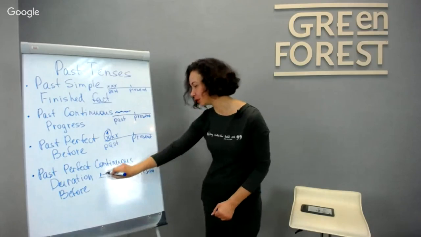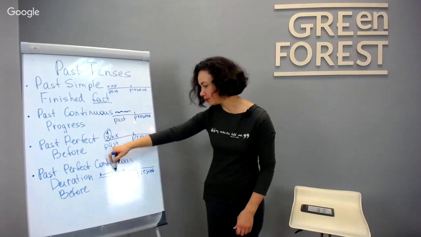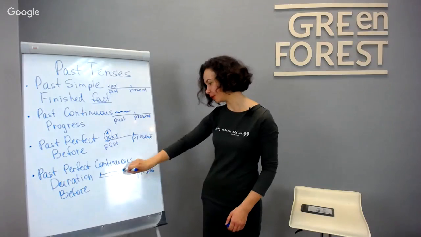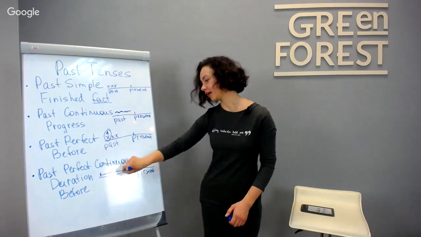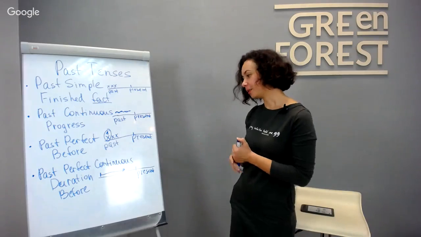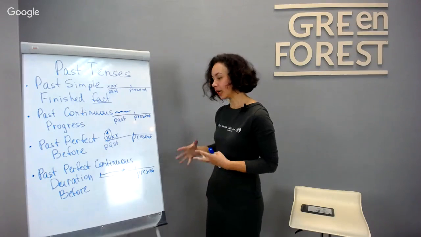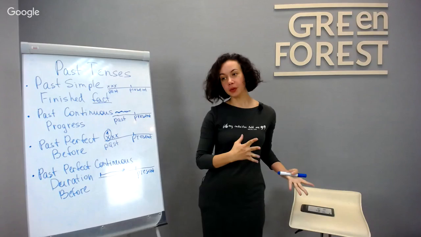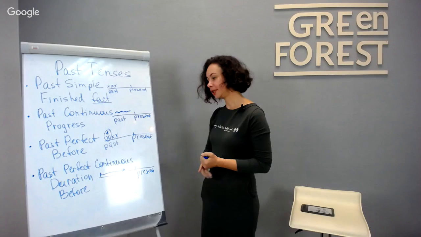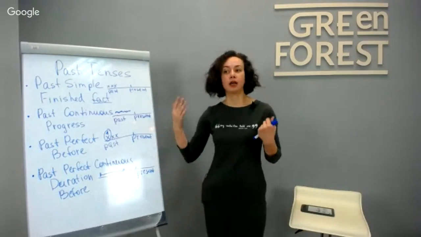So in this case, we want to show that the action happened over some time, and before another point in the past, before here, it had some duration. I had been working for the company for 4 years before I quit it. So "I had been doing this" before shows the duration. Even if we talk about visible results, I know you know this rule. Anyway, this is the duration.